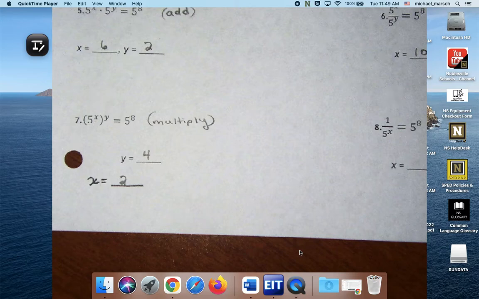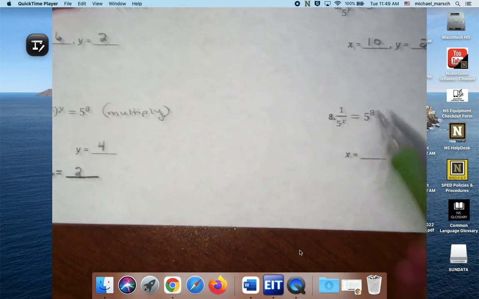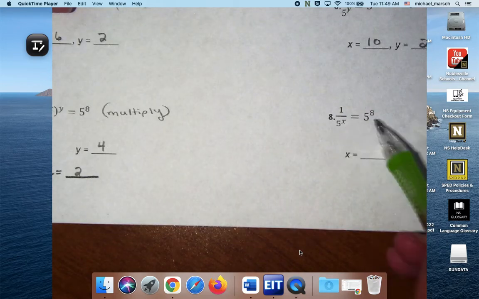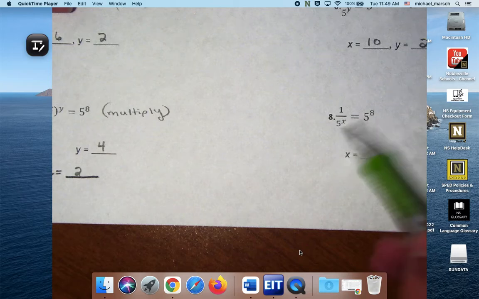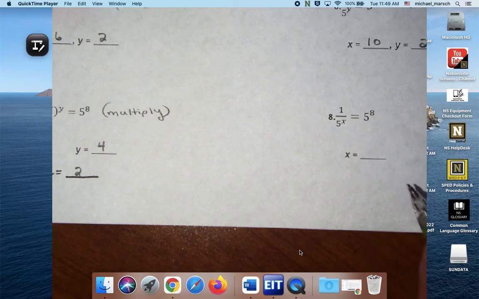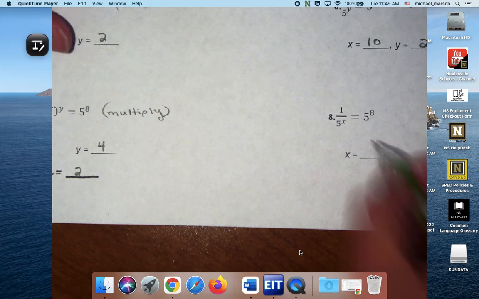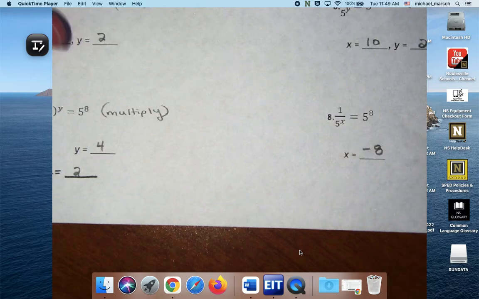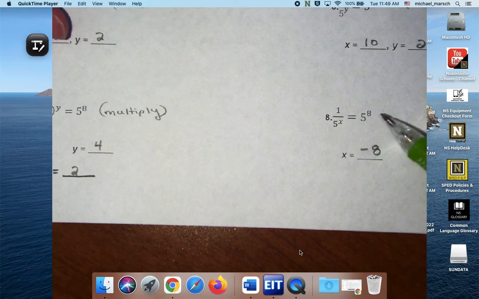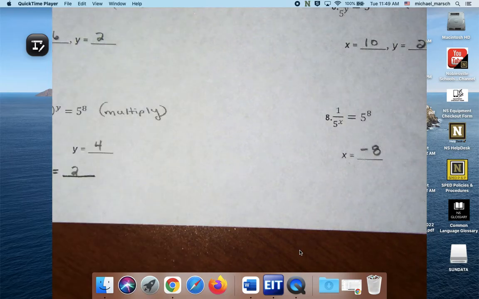Okay. And then the last one, what would I have to make x so I have to force it to a numerator? What does this have to be so that I would have to force it to a numerator? What do you think? Landon? Negative 8. Right? That would force it, so it's 5 to the 8th over 1, which is the same as 5 to the 8th. Yeah?